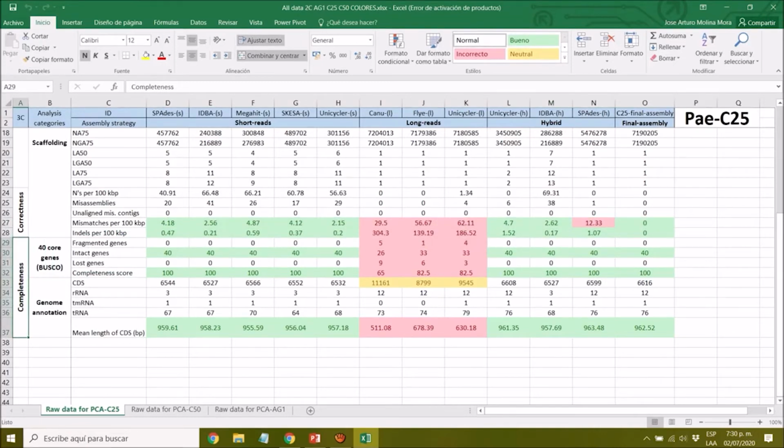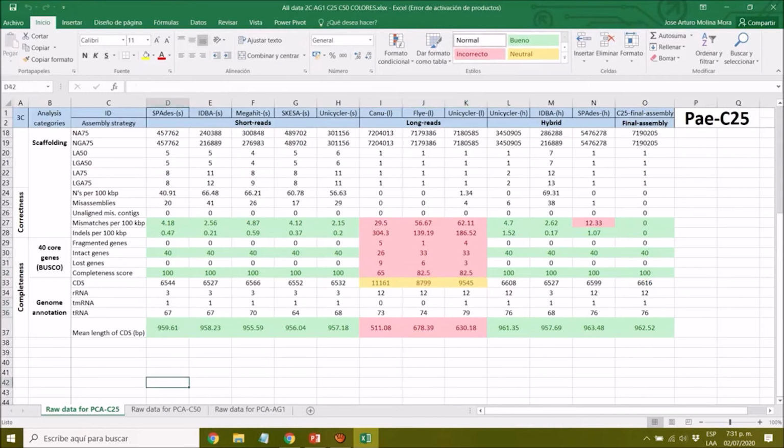We evaluated the ability of the assemblers to identify 40 core genes. Short reads-only assemblers and hybrid approaches were able to assemble the 40 core genes without problems, as we can see here. However, it was not the same for long reads-only approaches, in which gene splitting and some lost genes were identified. Together, this affected the completeness score for long reads-only approaches.